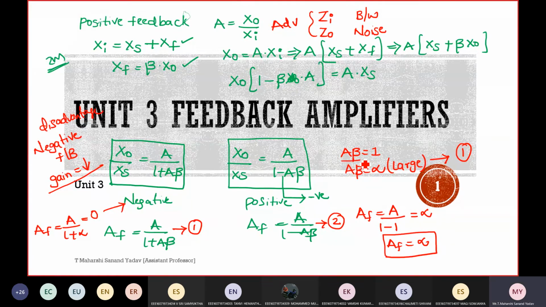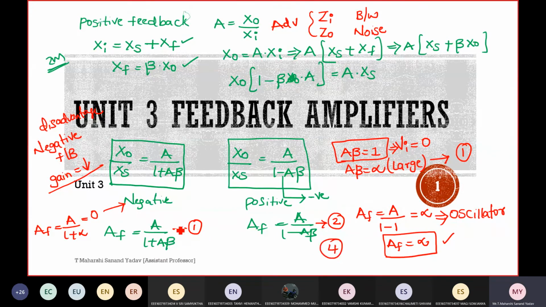Okay, here A beta is equal to 1 means... when will A beta be equal to 1? Here A beta will be 1 only when input is equal to 0. So even though input is 0, I'm getting AF as infinite. So this is nothing but an oscillator. We shall see about this in detail in unit number 4. Even though we are not providing input, I'm getting feedback. So the case for that is A beta is equal to 1.